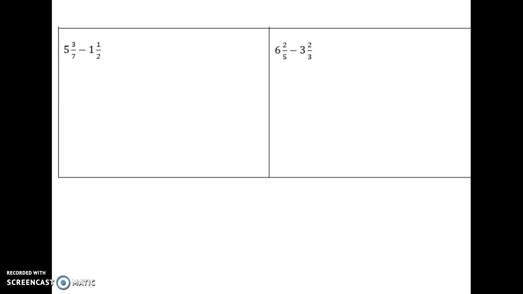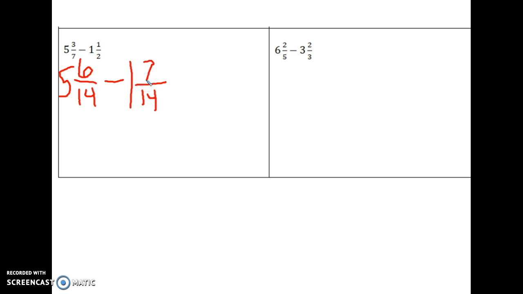This next example, we need a common denominator first. So we're going to change our common denominator to 14. The whole number stays as 5. We multiplied 7 by 2, so 3 times 2 is 6. And then our whole number is going to stay as a 1, but we have to change the 2 to a 14 by multiplying by 7, so 1 times 7 is 7.